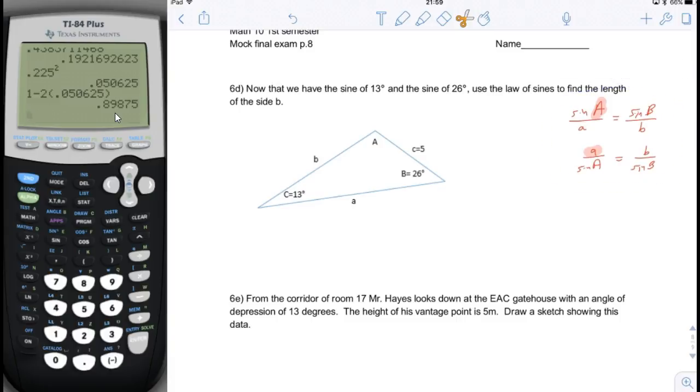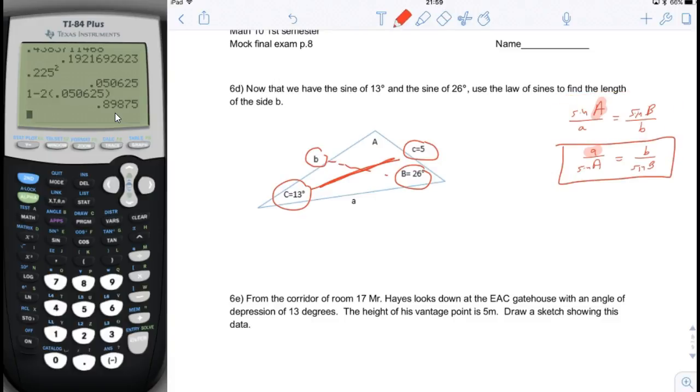Okay, now that we know the sine of 13 degrees and 26 degrees, use the law of sines to find the length of side B. Okay, so let's see what we want to know and what we know. We don't know this, but we want to know it. We know this, and we know this. Okay, so it looks like we know an opposite pair here. So that's going to really help us with law of sines, because as you can see, you have to know 3 of the 4 to figure out the fourth one. Okay? So in our case, we're looking for a side. So if we're looking for a side, it's more convenient to use this one. A little bit less algebra if we use this one.